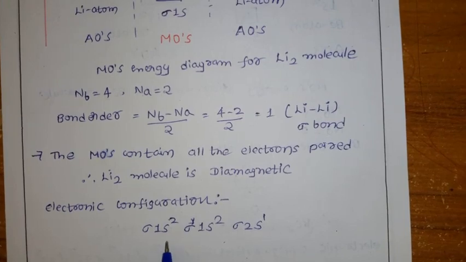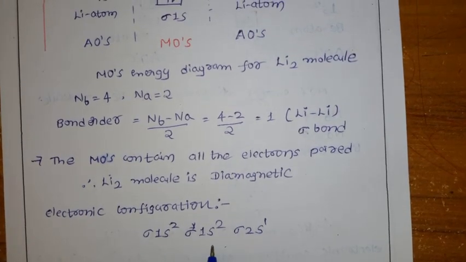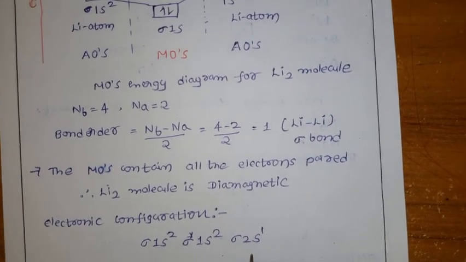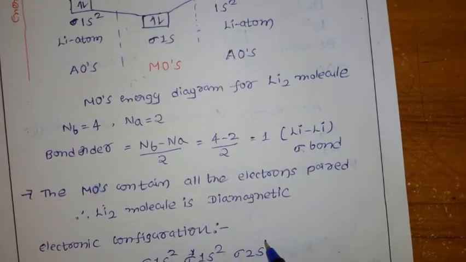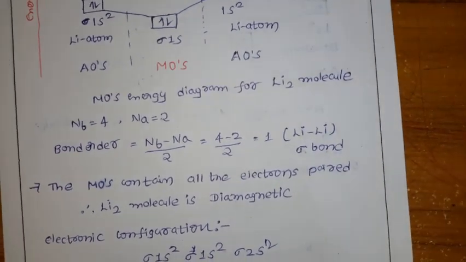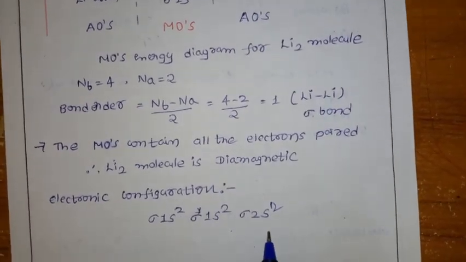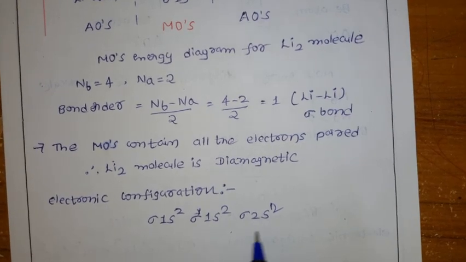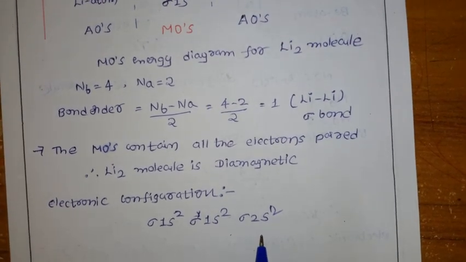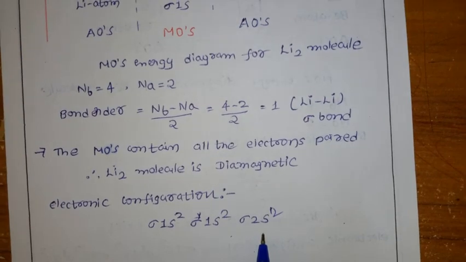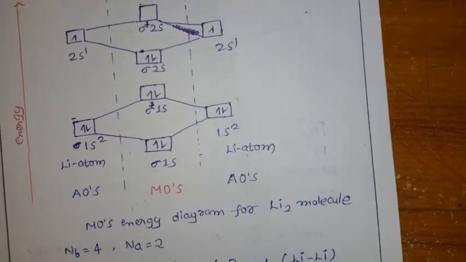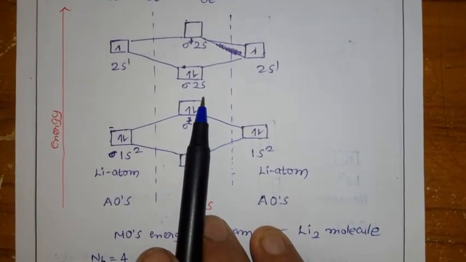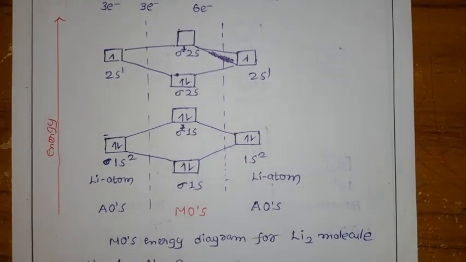Now come to electronic configuration. Here we have sigma 1s2, sigma star 1s2, sigma 2s2, okay? Sigma 2s2, make the correction in the notes also. This is the sigma 2s2 electronic configuration. We are writing only up to sigma 2s2. Why? Because electrons are filled up to only sigma 2s, okay? Yeah, next.